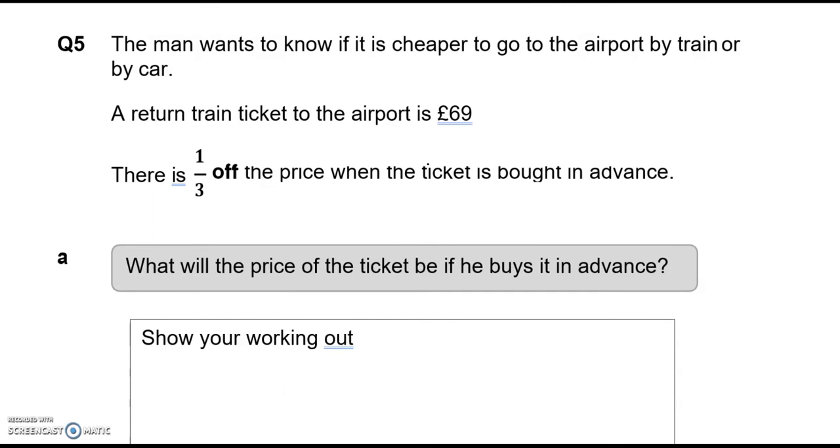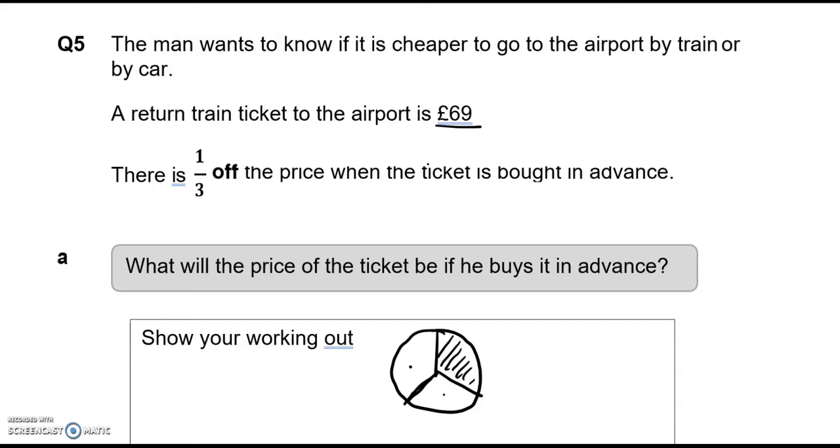Question 5. The man wants to know if it's cheaper to go to the airport by train or by car. Return ticket to the airport is £69. There is 1/3 off the price when the ticket is bought in advance. What would the price of the ticket be if he buys it in advance? So 1/3. So I'm going to split the whole thing into thirds. It's going to be 1/3. He's going to have to pay the 2/3.